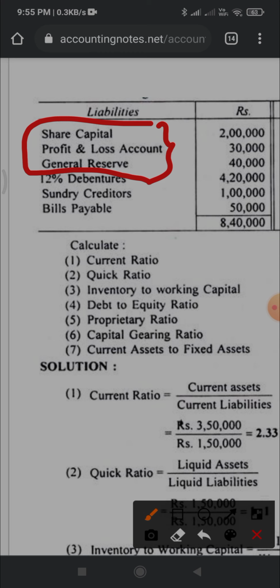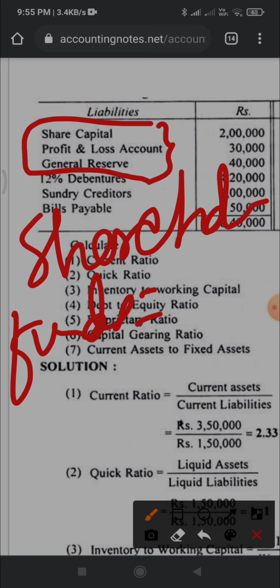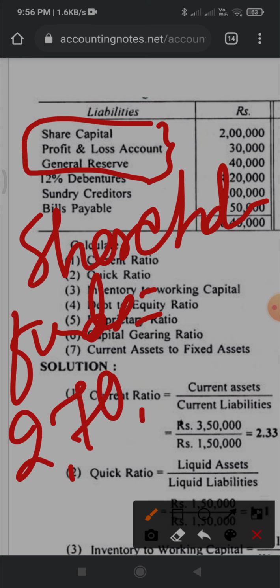Next one, shareholders funds. Next one you should understand here now, shareholders funds. Shareholders funds equals to what you have to take here now? You have to take share capital plus profit and loss account plus general reserve. So what is the share capital given here? 2 lakh. What is the profit and loss account? 30,000. What is the general reserve here now? 40,000. Total comes how much here now? 2,70,000.